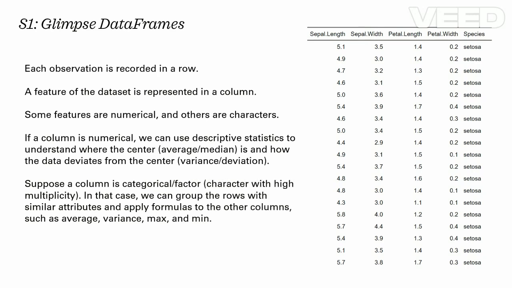So suppose a column is a categorical factor, that is a character column with high multiplicity, so it appears multiple times. If we have such a column, we can aggregate the data and summarize by that group. So species is a categorical variable, and we can group the data with similar observations and apply a formula to the other columns. If it's numerical columns, then we can apply the average, the max, the min, or the median, things like this.